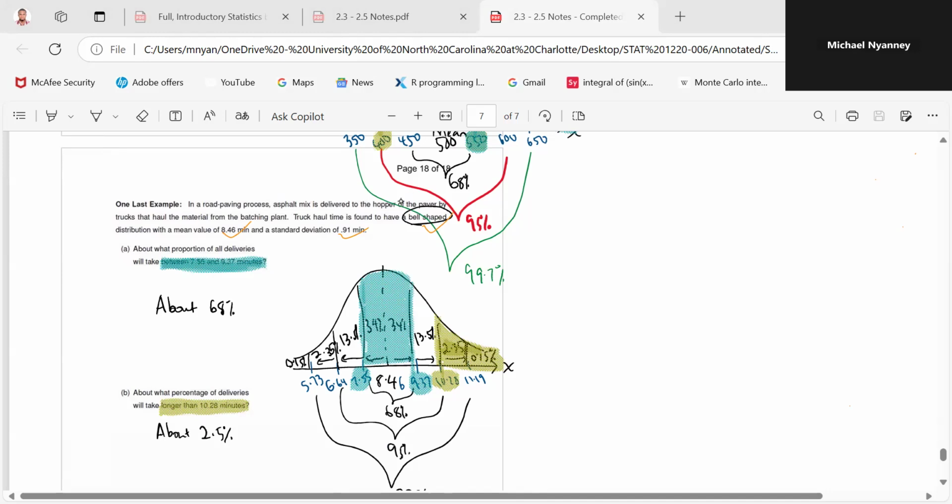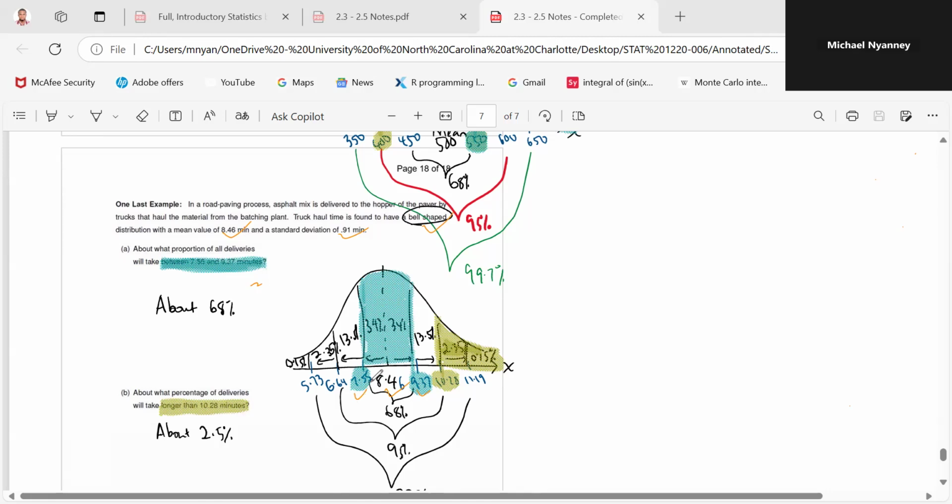So we want to find about what proportion of all deliveries would take between 7.56 and 9.37. So here you add and subtract. You locate your mean. What is the mean? The mean is 8.46. Then you add 0.9128, you get to this point. You subtract, you get to this point. So you've created 68% of your data set between this interval.